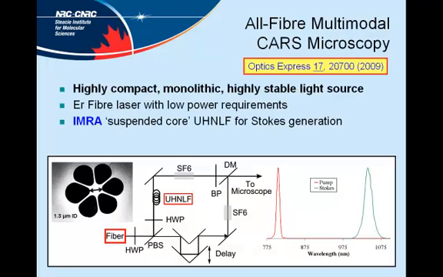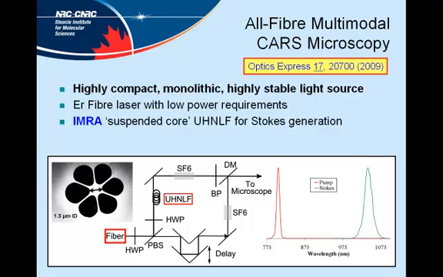In this case, it's a different kind of fiber. It's something called a suspended core fiber. So it's not the holey fiber that I showed you before. It's got this kind of geometry and has a much higher nonlinearity. And this allows us to get the Stokes generation at much lower powers, because these fiber lasers are lower power.